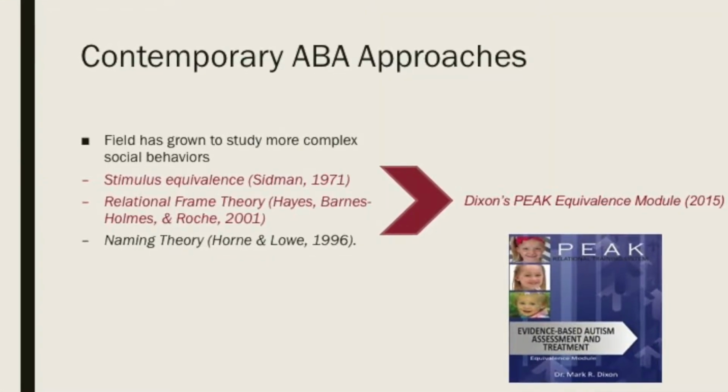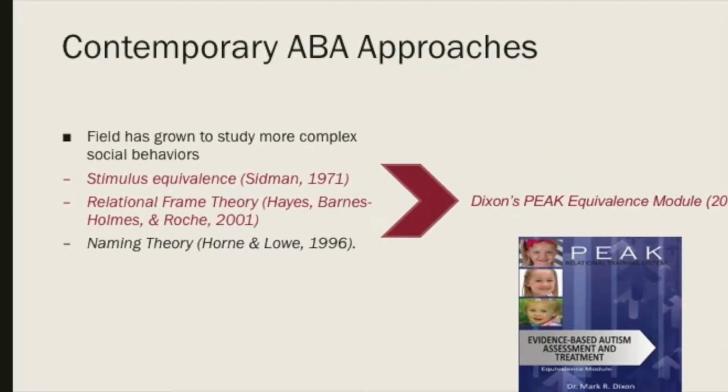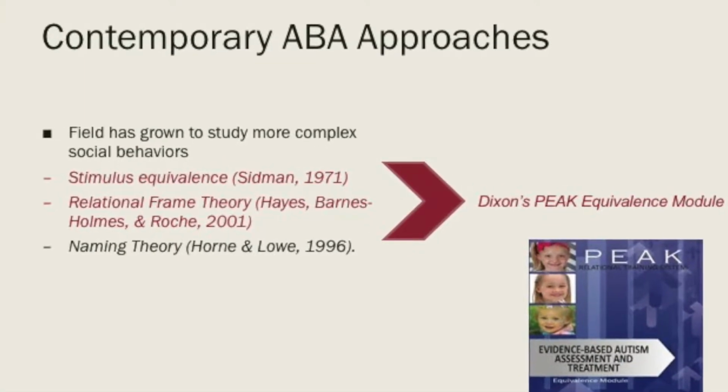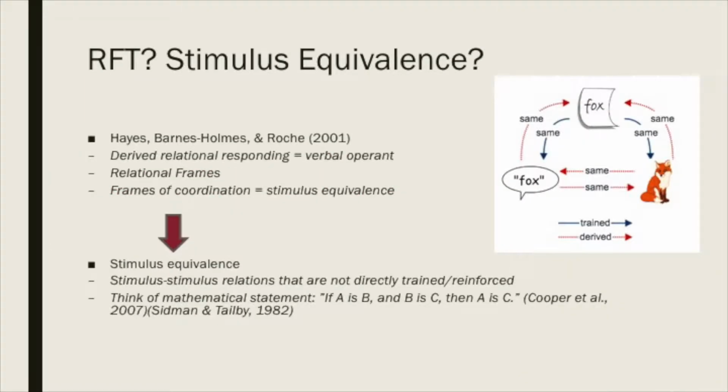We study behaviors like perspective taking and temporal reasoning and problem solving, which now has caused more contemporary ABA approaches to evolve. These include things such as stimulus equivalence, RFT, and name theory. RFT and stimulus equivalence in particular have been an inspiration behind the PEAK equivalence module. What is RFT and what is stimulus equivalence?